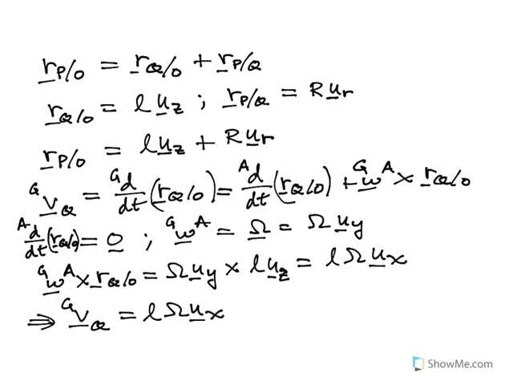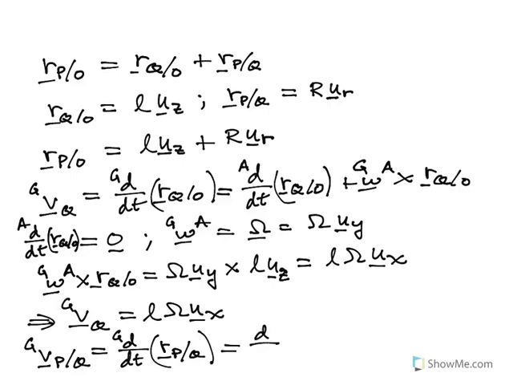Now let's do the second part. The velocity of P relative to Q in G is equal to d dt in G of the position of P relative to Q. But the position of P relative to Q is expressed in coordinates fixed in the disk, so this is equal to d dt in D of the position of P relative to Q plus the angular velocity of D in G crossed with the position of P relative to Q.